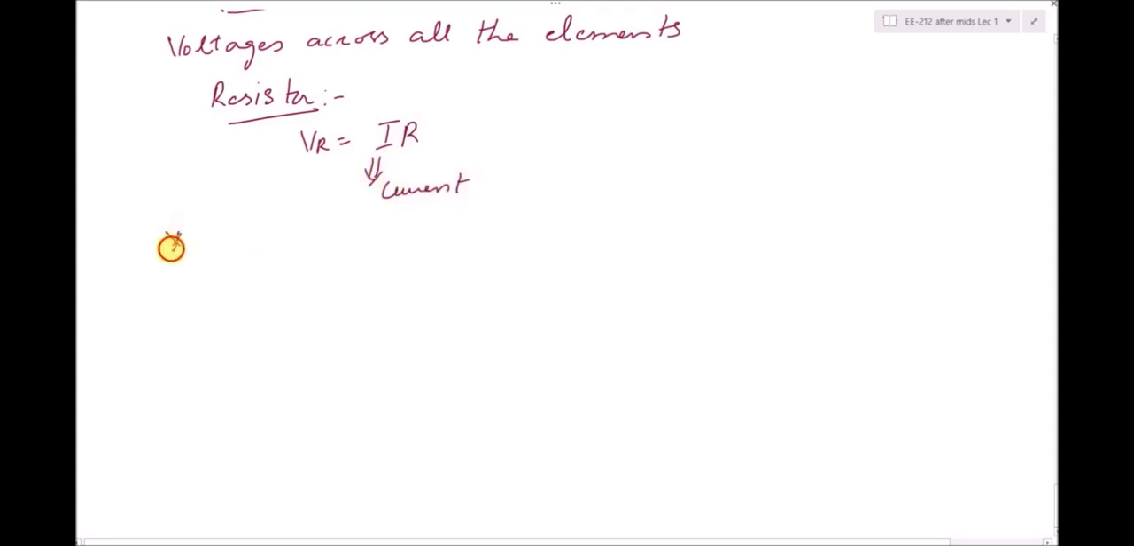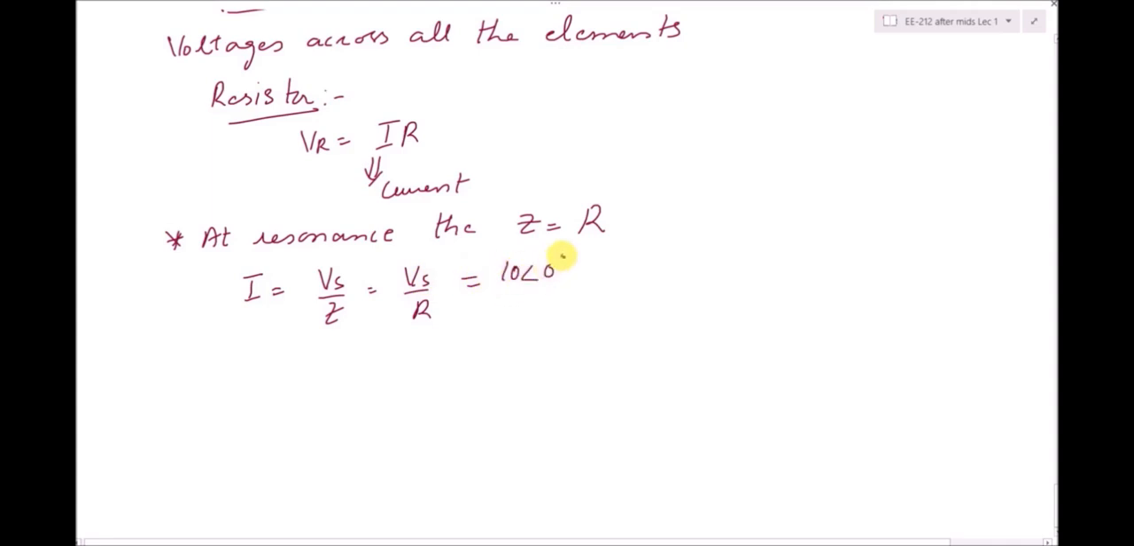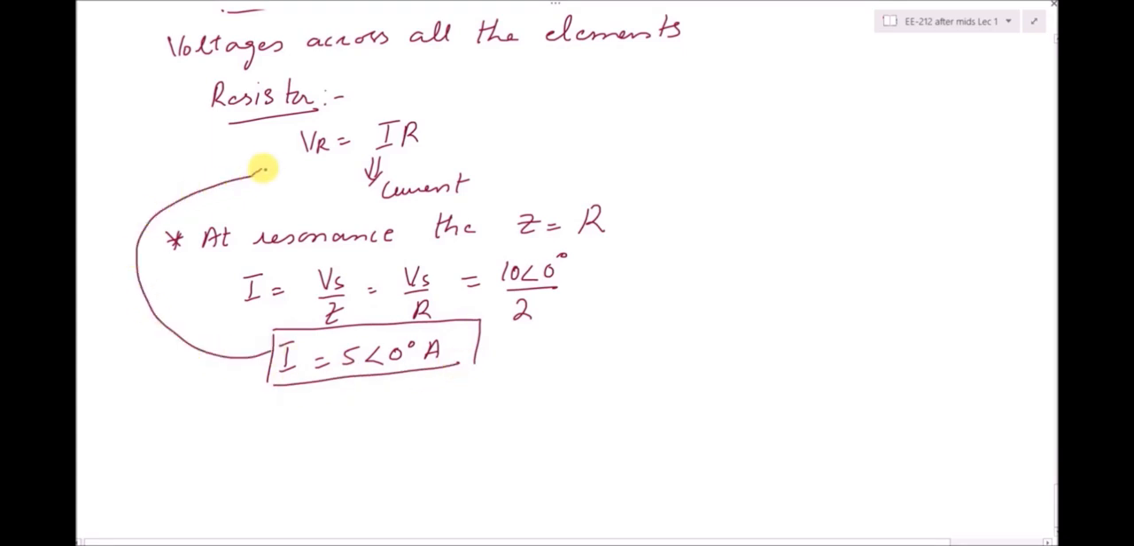But we know that at resonance the impedance is equal to resistance, right? So I is equal to Vs over Z, which is equal to Vs over R. The value of Vs is 10 angle 0. The resistance is 2. So the value of current is 5 angle 0 ampere. If I put this value in VR, VR will be 5 angle 0 into 2, which is equal to 10 volts.